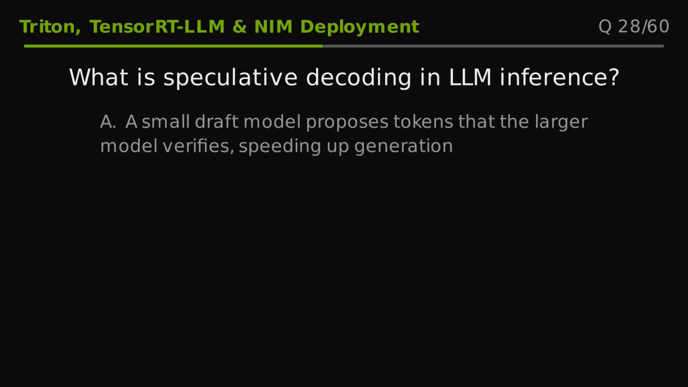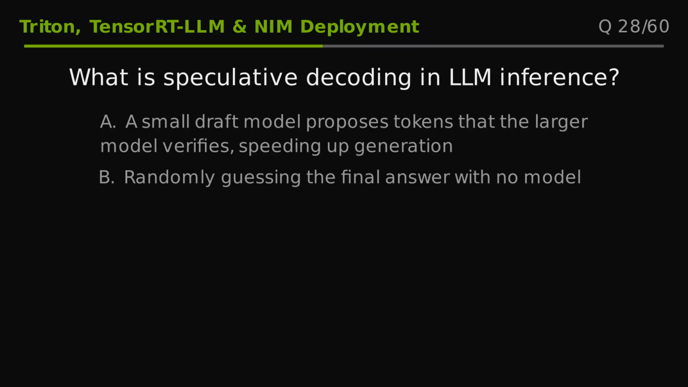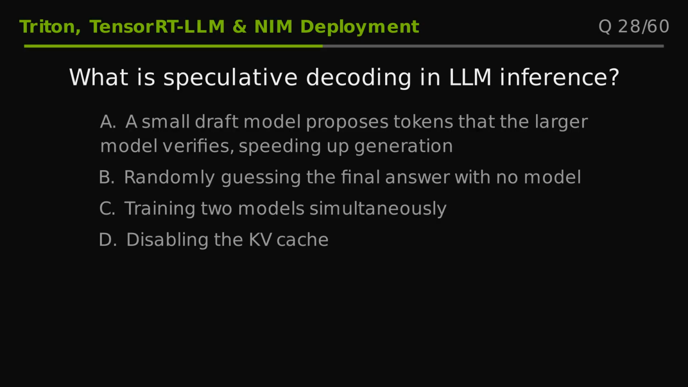Question 28. What is speculative decoding in inference? Option A. A small draft model proposes tokens that the larger model verifies, speeding up generation. Option B. Randomly guessing the final answer with no model. Option C. Training two models simultaneously. Option D. Disabling the KV cache.